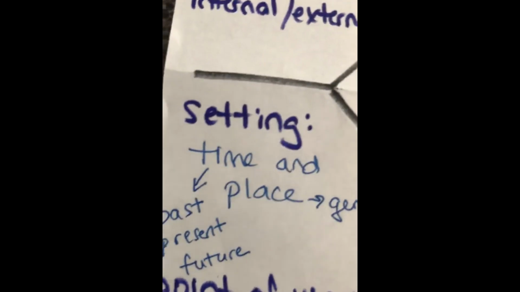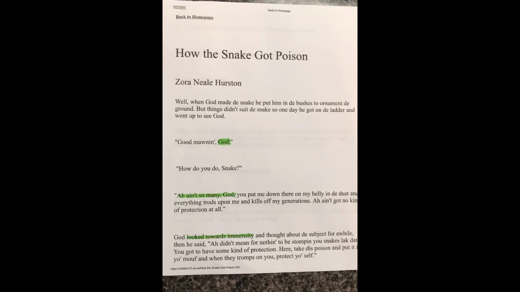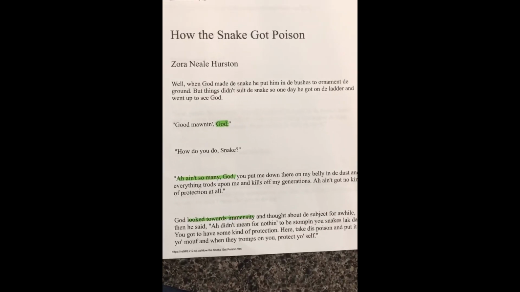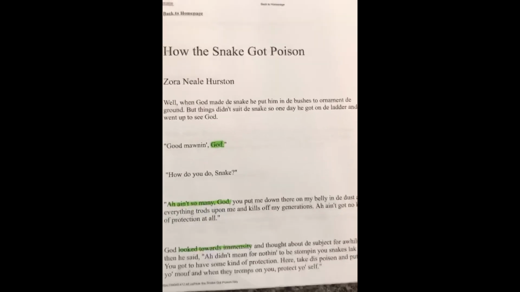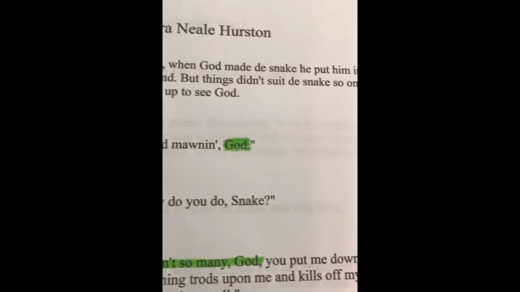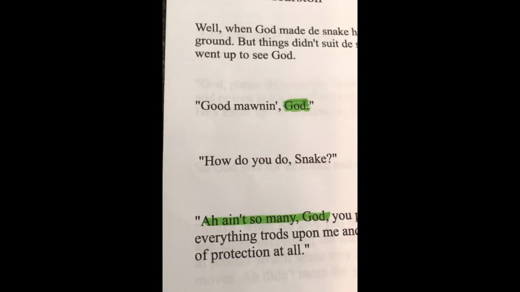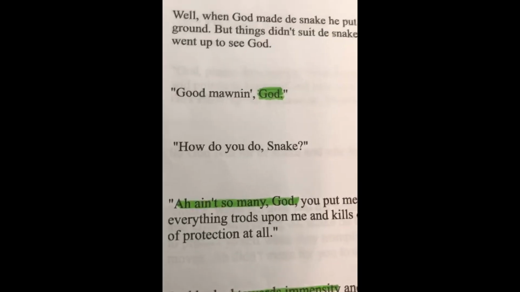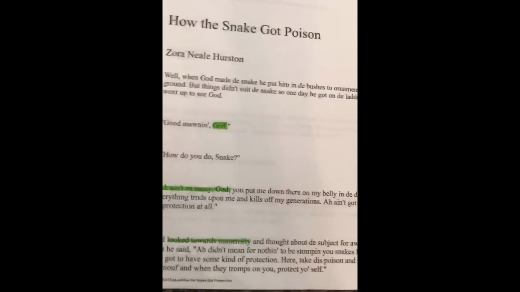Now, are we done with setting? Nope. We now have to figure out the place. And in order to figure out the place, we're going to have to look at the story itself and get some context clues. So now I'm looking at the story itself, and it starts off with, well, when God made the snake, he put him in the bushes to ornament the ground. But things didn't suit the snake, so one day he got on the ladder and went up to see God. All right, that doesn't really give us much of a clue as to where it happened.